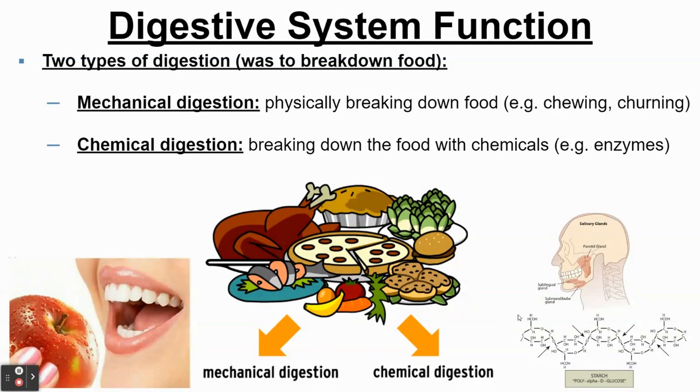Here you can see an example of that. So this is a starch molecule, so a big sugary molecule. When you eat food that has starch in it, you have enzymes from your saliva, like your spit, that will help to break down the starch. And that's an example of chemical digestion. Whereas here we're crunching the apple and crushing it with our teeth. That would be mechanical digestion.